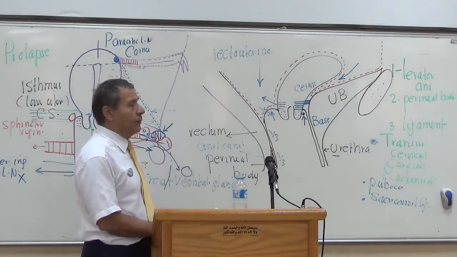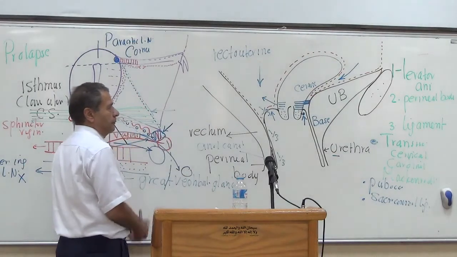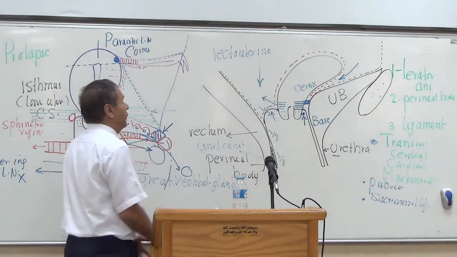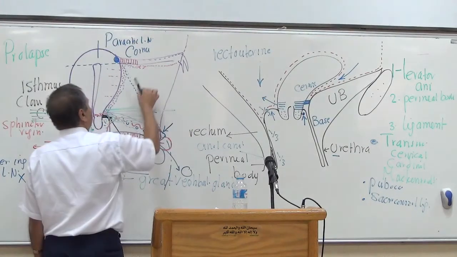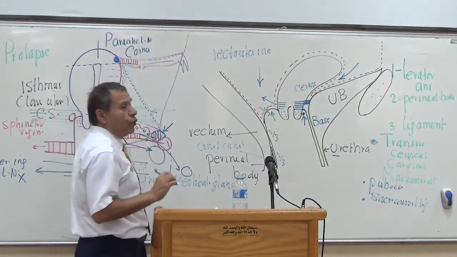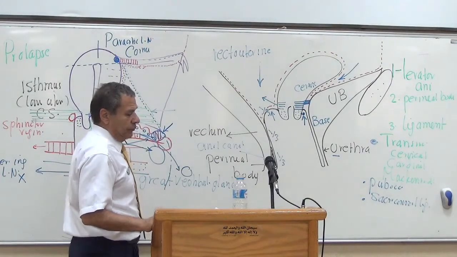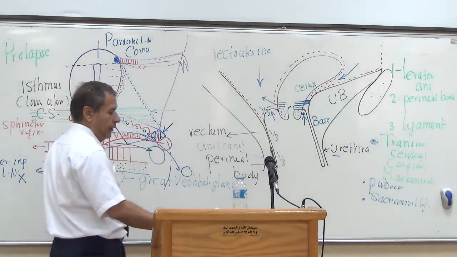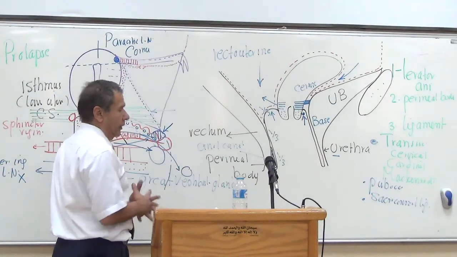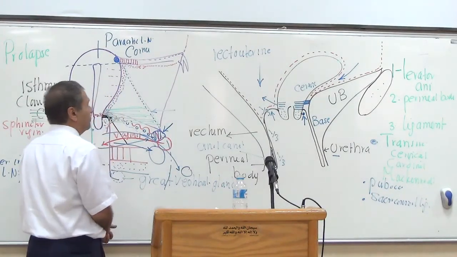Damage to these will lead to prolapse. The broad ligament and the round ligament of the uterus have no role in supporting the uterus. Right. Uterine prolapse.